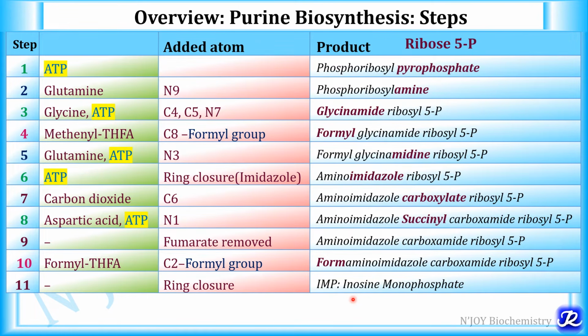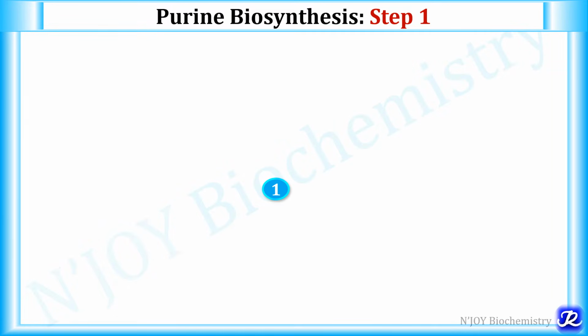If you remember this chart, if you remember the donors and added carbon number, and if you correlate the names with the donor, then you can easily remember. Though the names of products look scary, with practice and revising, you can remember all the names of products of purine biosynthesis. Now let's see each step of purine biosynthesis in detail.